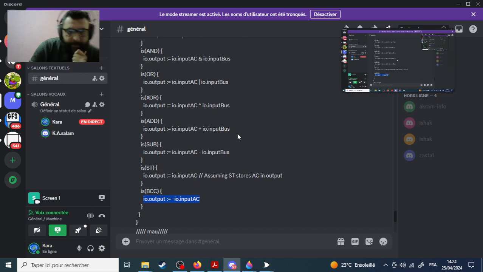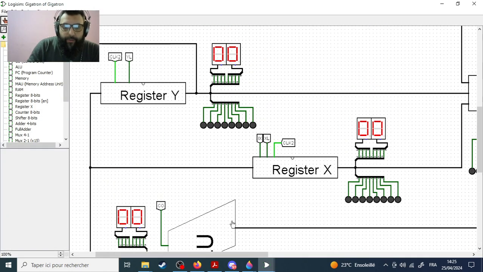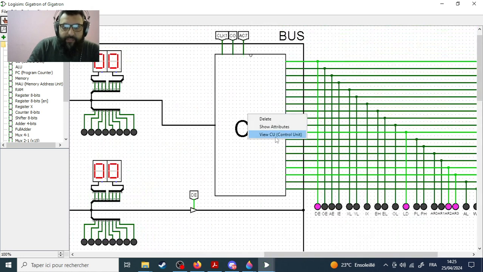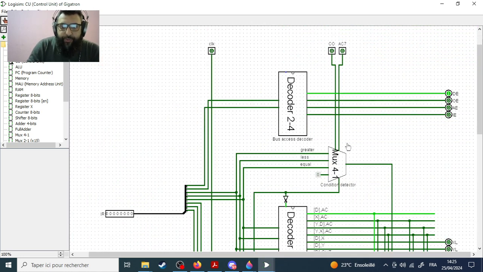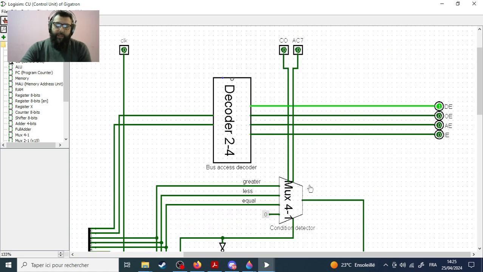Carry, yes. Used in BCC. Yes, the carry is used in BCC. Just BCC. Yes, only the BCC. I guess yes, only the BCC. Because the carry, you have to remember that. Let's verify that to be sure. Normally, inside the CU, we have the carry. Yes, it's used in this multiplexer, to choose which comparison is true. Yes, it's only used with the multiplexer.